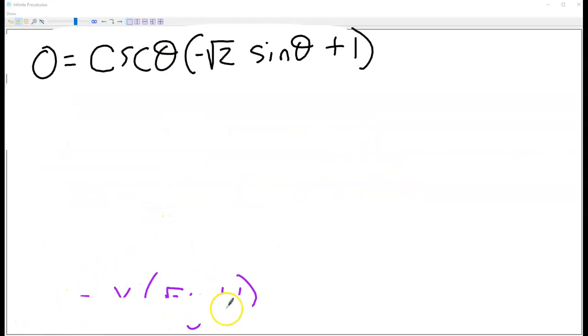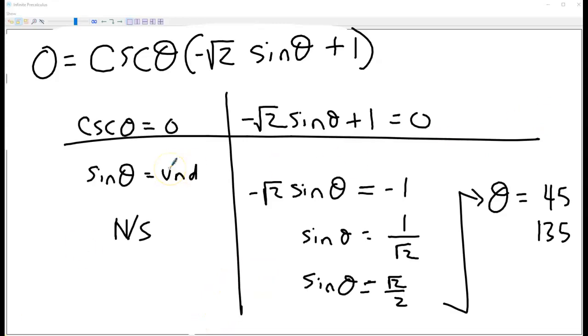And there's that. And then our last step is to go ahead and set each of the factors equal to 0 and solve. And when you do that, you get no solution for the cosecant of theta equals 0, and for this piece over here, you end up with 45 and 135. The process is to subtract 1 on both sides first, then divide by the negative square root of 2, and then you rationalize that, so it becomes radical 2 over 2, and the places where y is equal to radical 2 over 2 is 45 and 135 degrees.